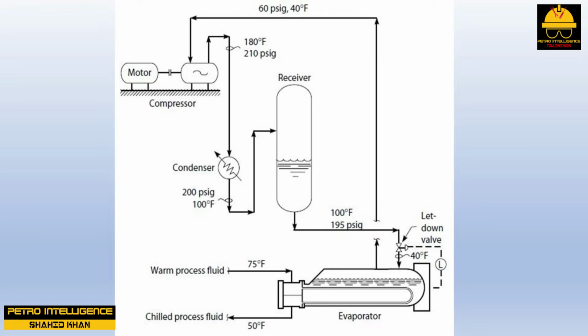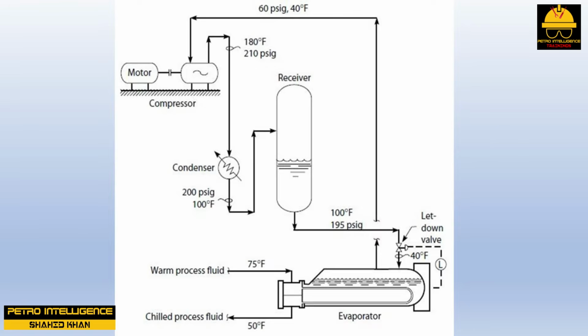5. The refrigerant liquid partially flashes to a vapor as it flows through the letdown valve. The flashing represents the conversion of the sensible heat of the refrigerant to latent heat of vaporization. In the picture, the refrigerant is chilled from 100 to 40 degrees Fahrenheit. Approximately 25% of the liquid flashes to a vapor to provide this auto-refrigeration.